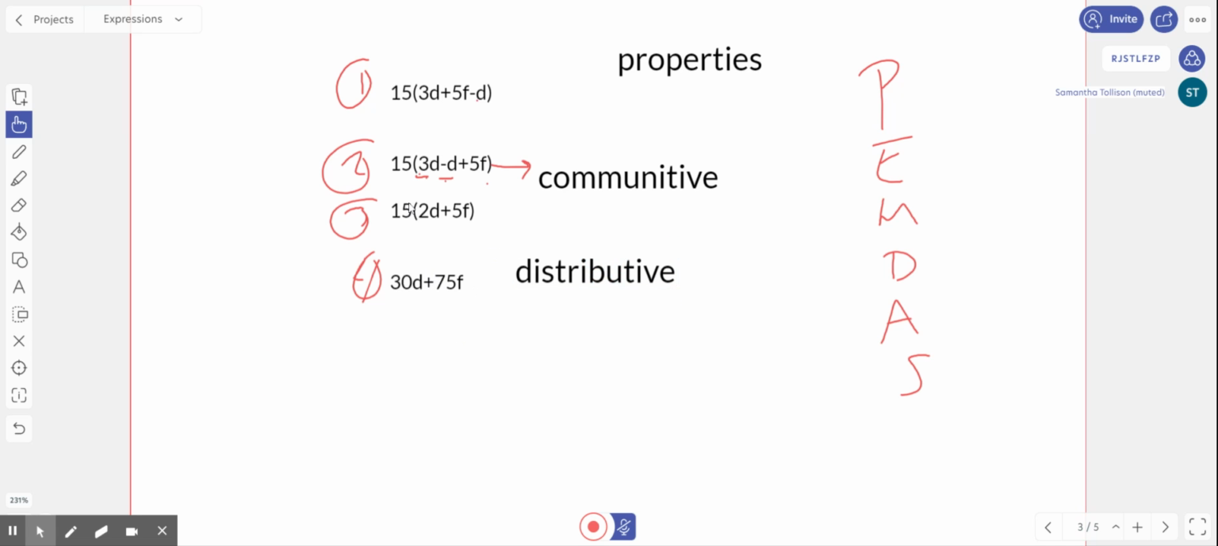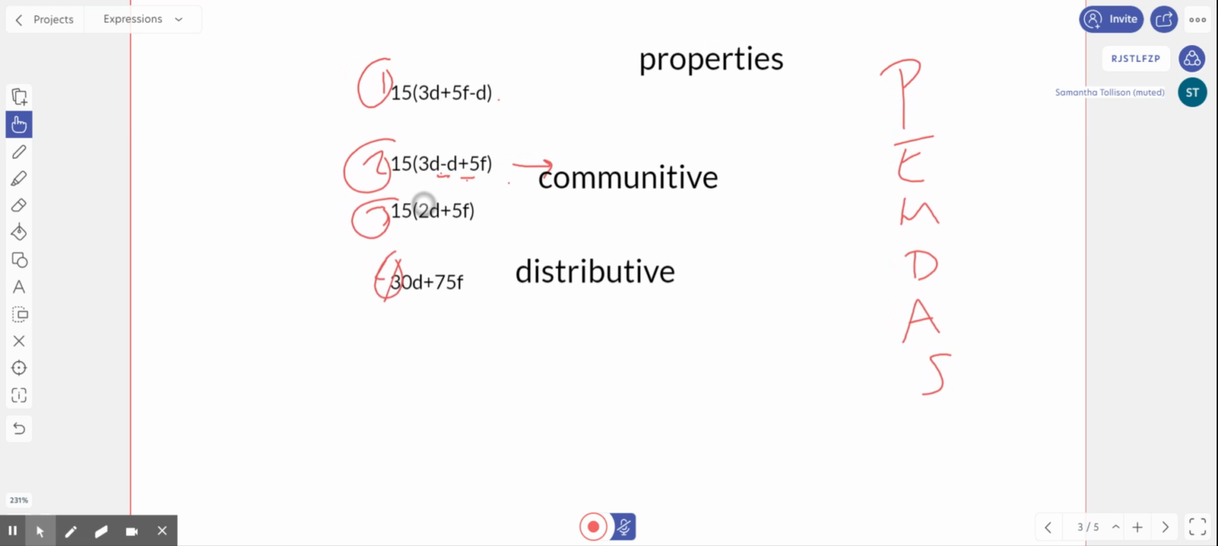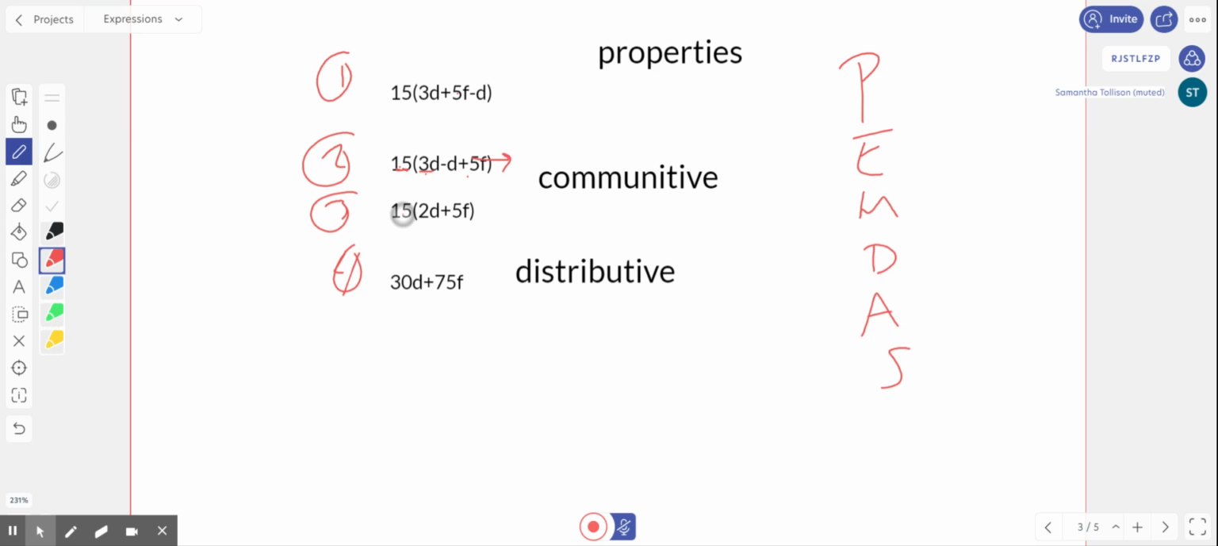The distributive property allows me to multiply that 15 by that 2d, and multiply that 15 by the 5f, in order to get 30d plus 75f. I cannot combine these anymore because those are not the same variables.